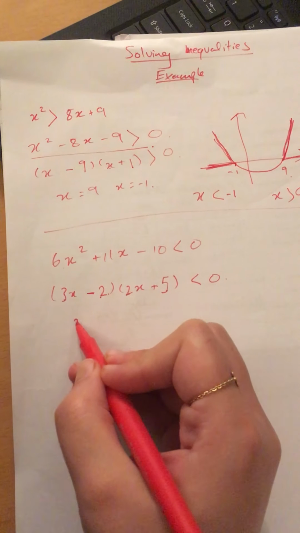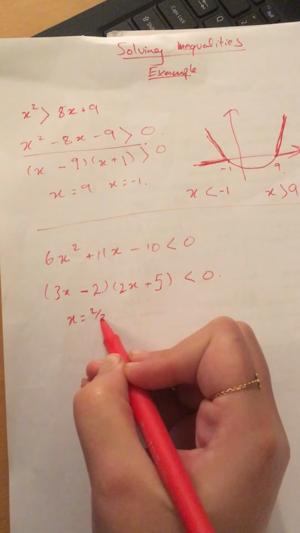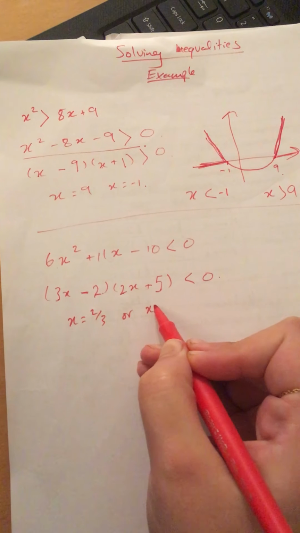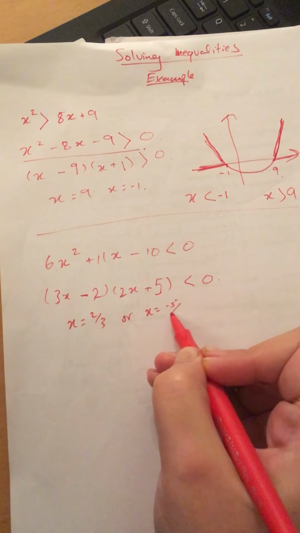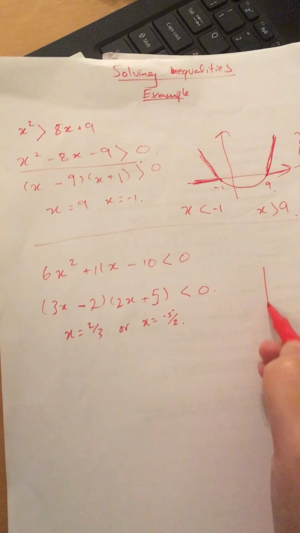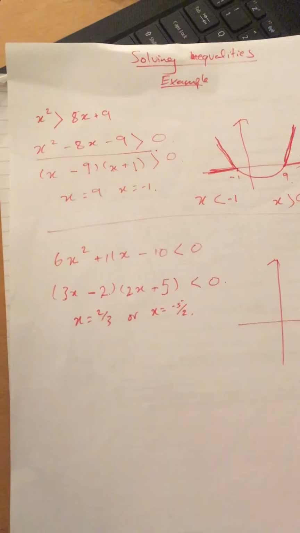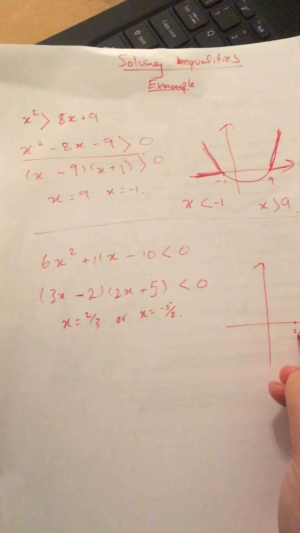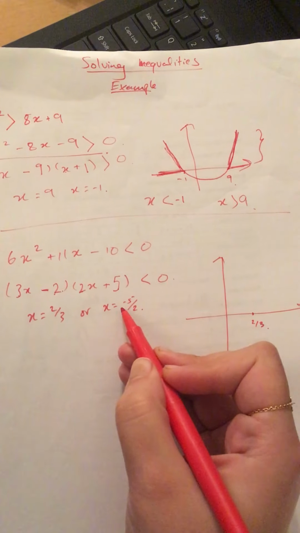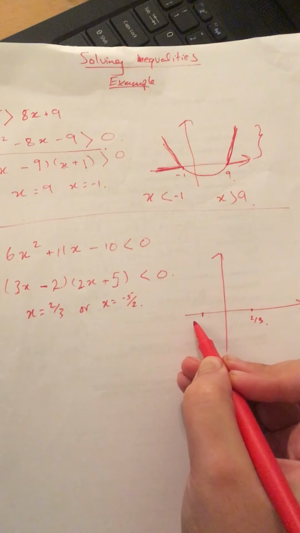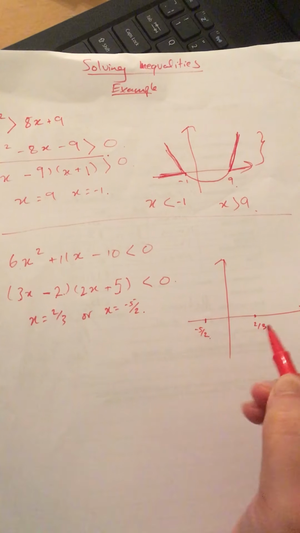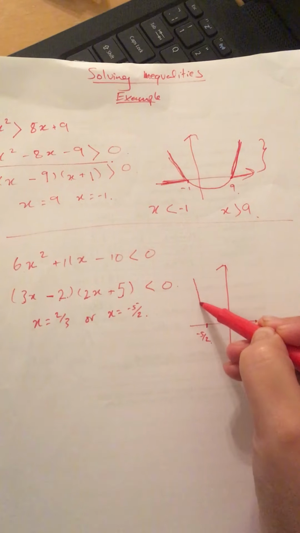Okay, and I want to solve that. So x is equal to 2 over 3, or x is equal to minus 5 over 2. Again, if I was to draw this, 2 over 3 would be here, and minus 5 over 2, so minus 2.5, and my quadratic looks like this.